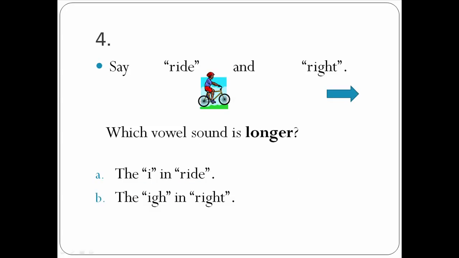4. Say ride and write. Which vowel sound is longer? The I in ride should be longer because the D is a voiced consonant. Listen again. Ride, write.